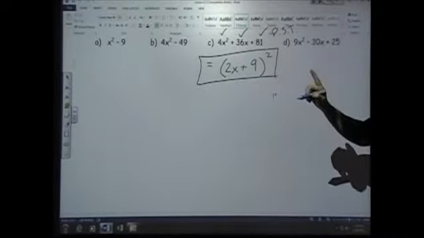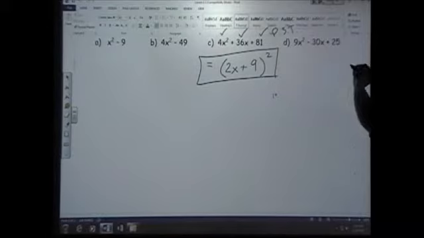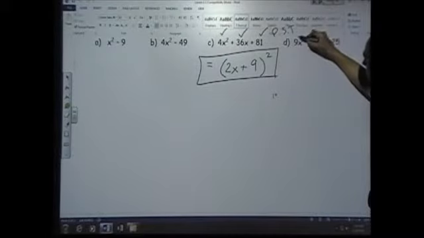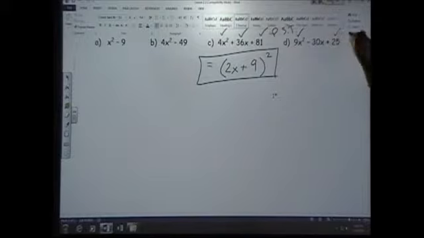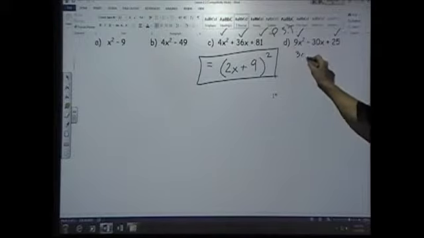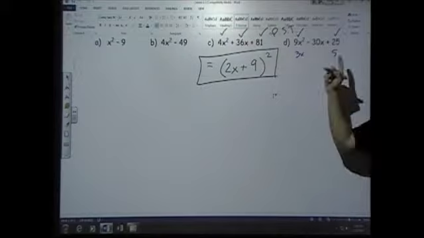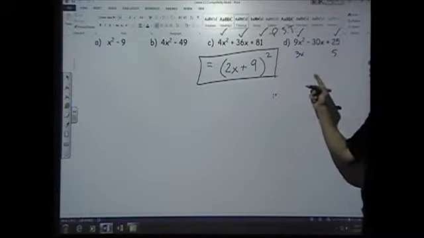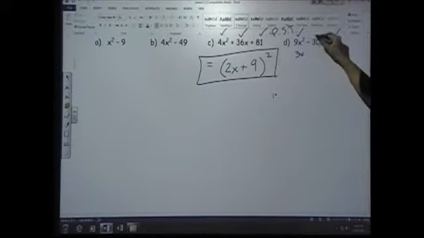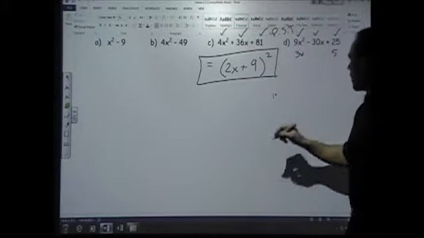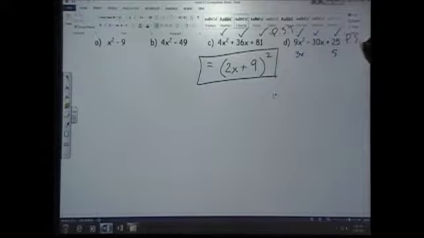No, I actually first am going to see if this is a perfect square trinomial, because I noticed that I can take the square root of that. It's just 3x. And I can take the square root of that. It's just 5, right? The square root of that is just 3x and the square root of that is 5. So this is a possibility for a perfect square trinomial. 3x times 5, 15x, double it is 30x. So guess what? This is a perfect square trinomial.